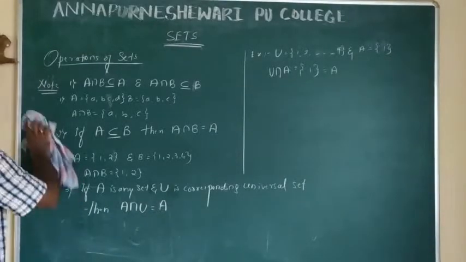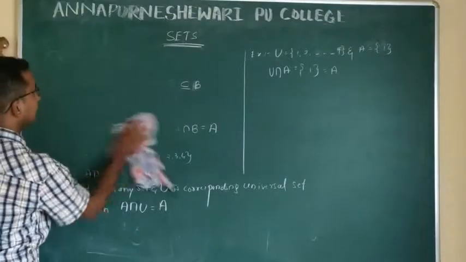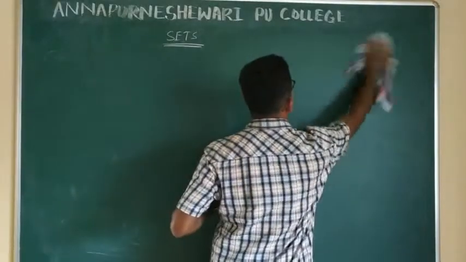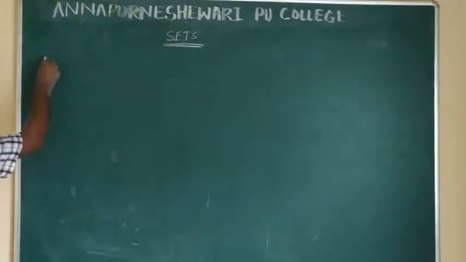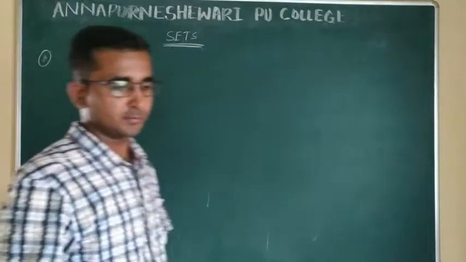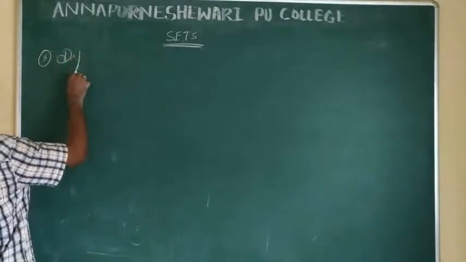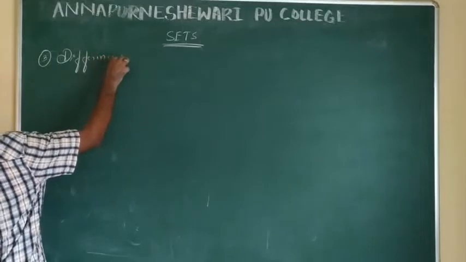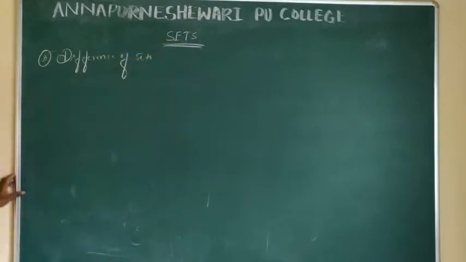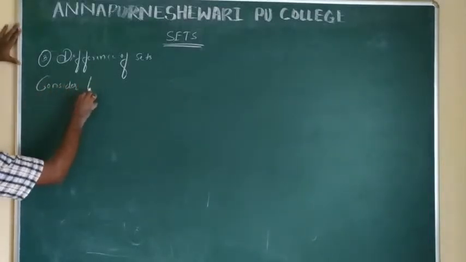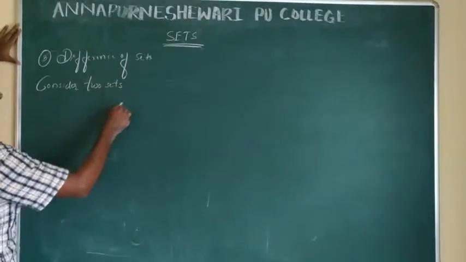Okay. The next concept is again an operation on the sets. The third one: difference of sets. So difference means what? That is nothing but the subtraction between the two sets. Consider two sets A and B.